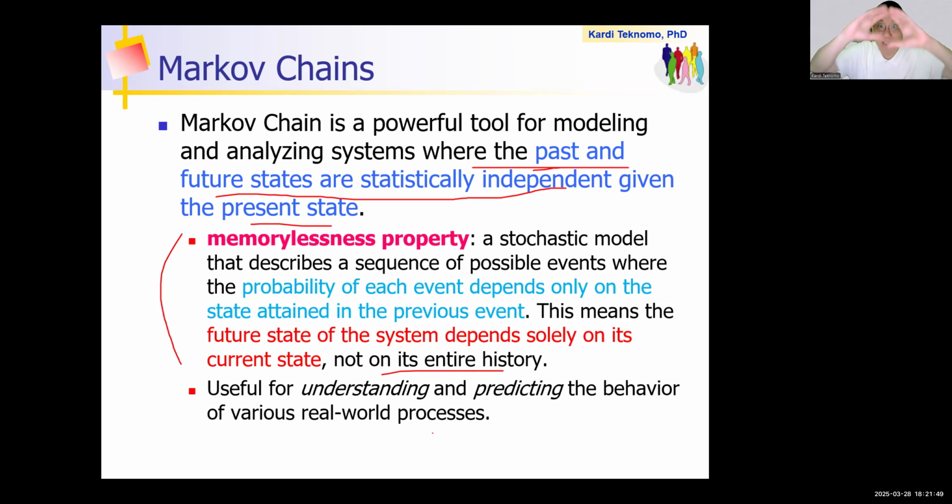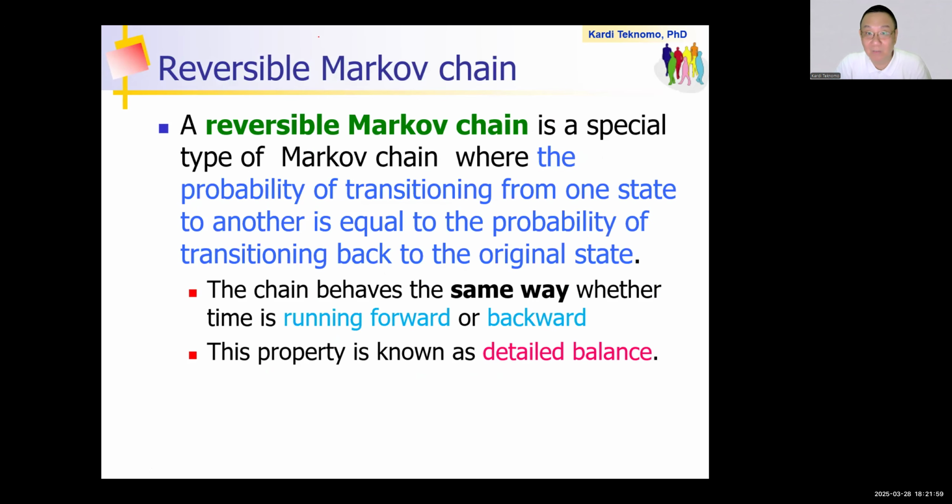Okay. Now within the Markov chain, there is a special Markov chain which is called reversible Markov chain. So the reversible Markov chain is a special type of Markov chain. What makes it special? Because the probability of transitioning from one state to another is actually equal to the probability of transitioning back. That means the chain can reverse in time. Running forward and running backward is the same way. This property is called detailed balance.